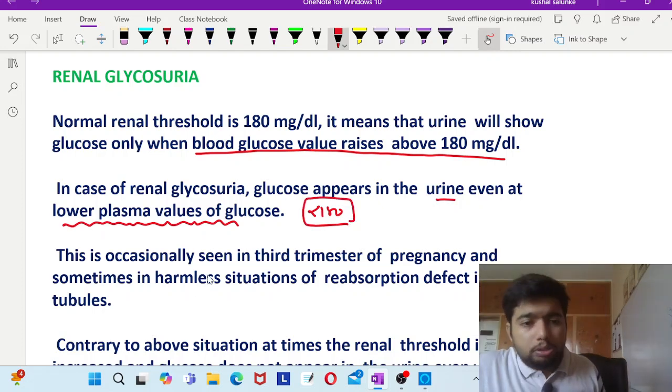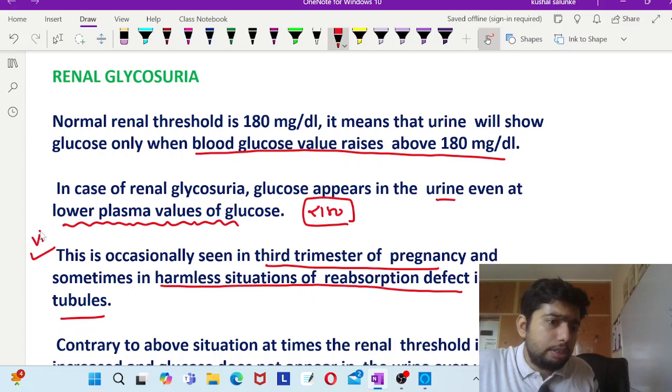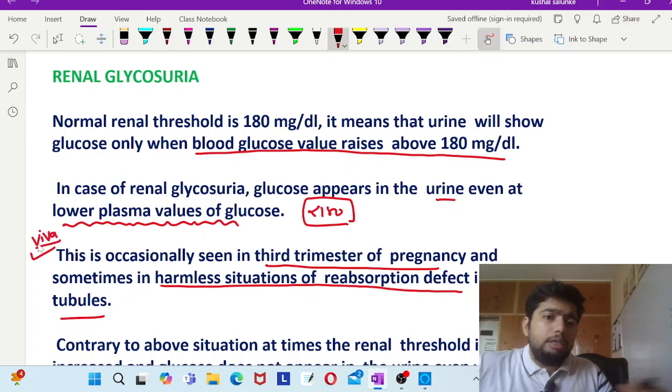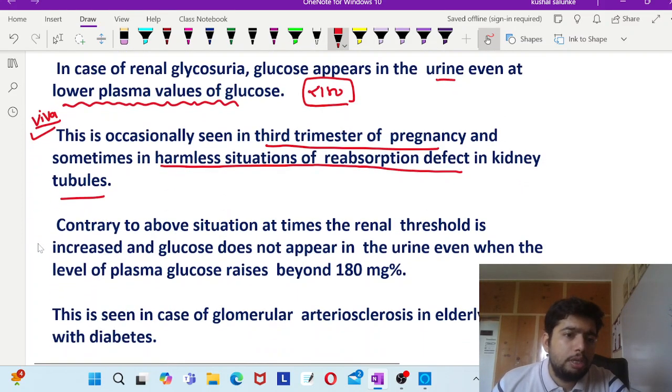Okay, this is occasionally seen in the third trimester of pregnancy, and in sometimes harmless situations of renal absorption defect in the kidney tubules also. This is a potent viva question. In which condition is renal glycosuria seen? The third trimester of pregnancy and some harmless situations of renal absorption defect in kidney tubules.